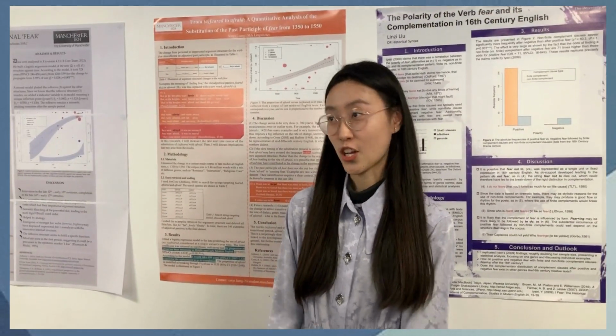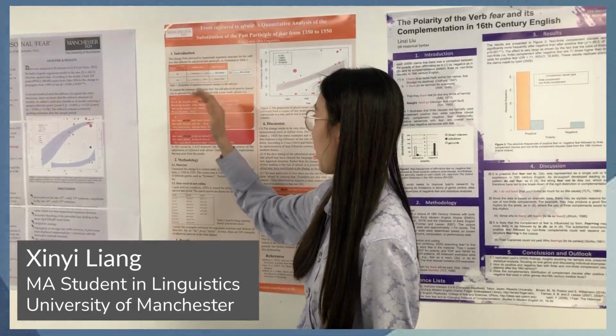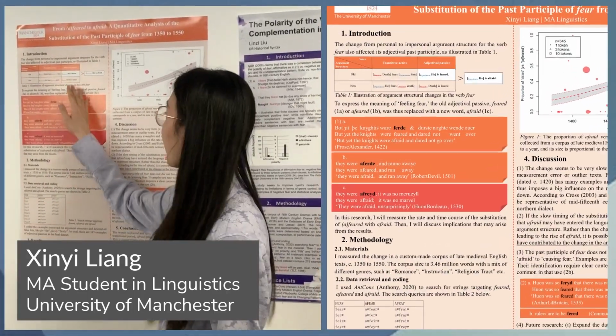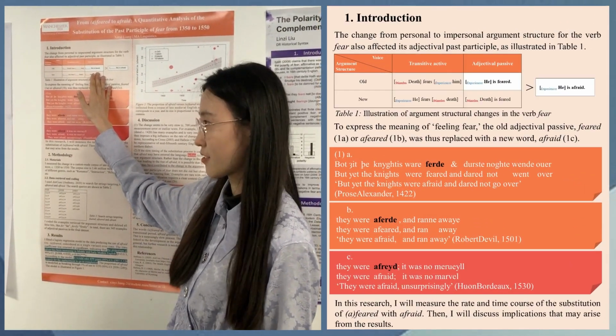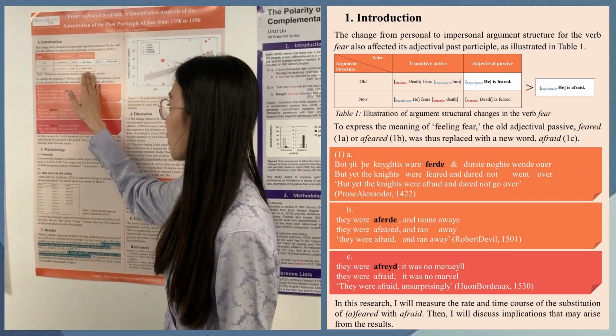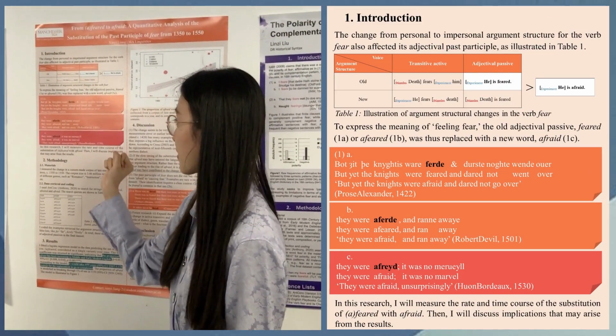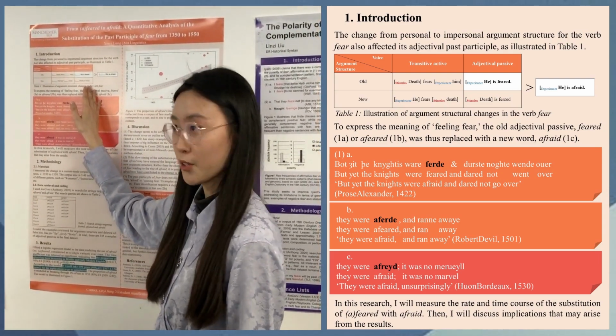Okay, thanks, Michael. As the argument structure of the verb fear changed, the past participle was also affected. We can see the table here. Feared in the old argument structure means to feel fear, like "he is feared" means he is afraid. While in the new argument structure, feared means to cause fear, like "death is feared" means death causes fear.